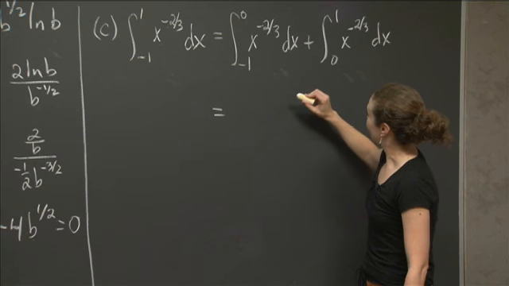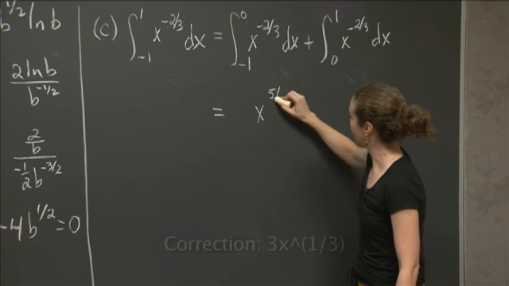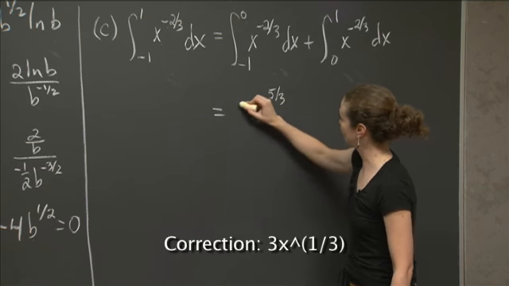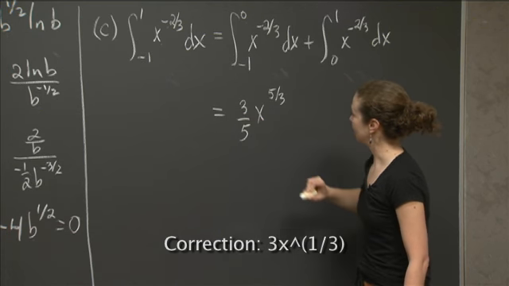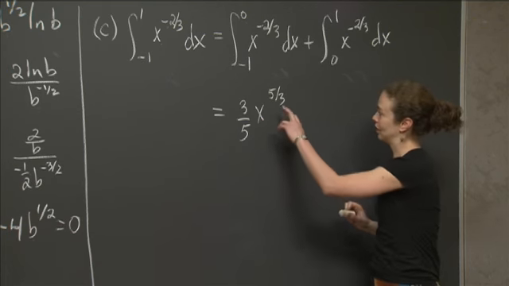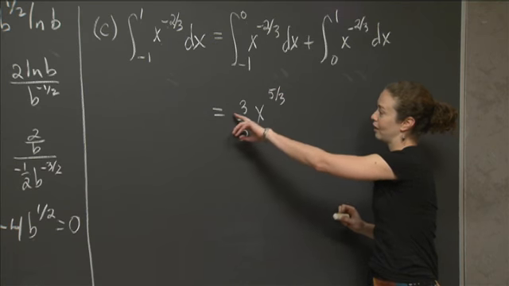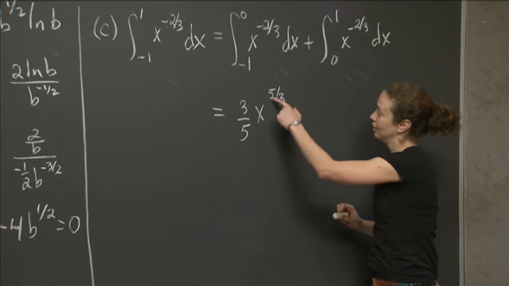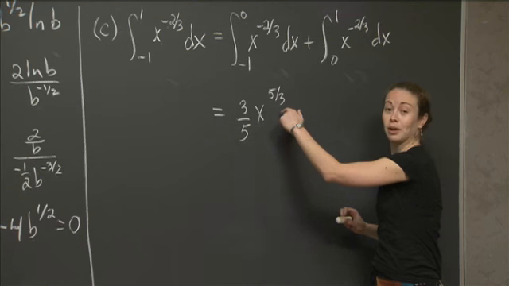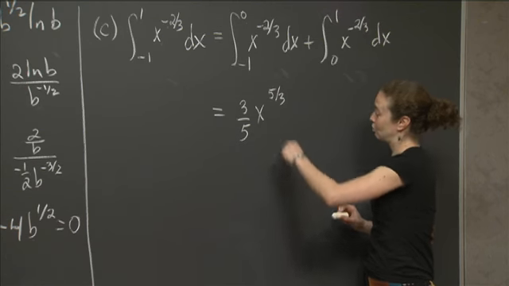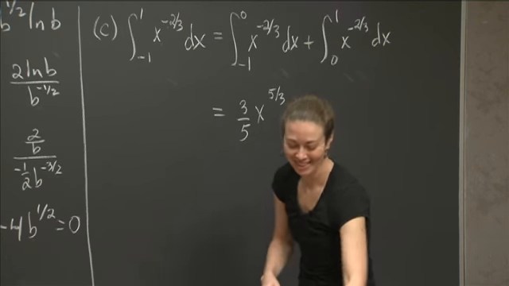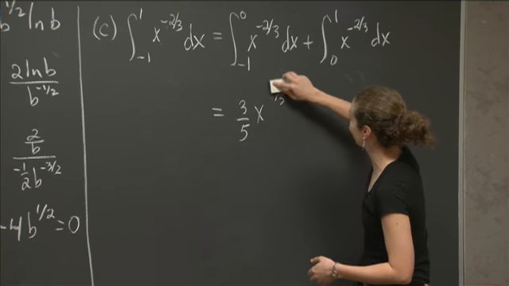I think it should be x to the 5/3, and then I have to multiply by 3/5. Let's double check, because this is where I always might make mistakes. If I take the derivative, 5/3 times 3/5 gives me a 1. 5/3 minus 1 is 5/3 minus 3/3, and that's 2/3, and that's wrong. Right, because I went too big. It's supposed to be 1/3.